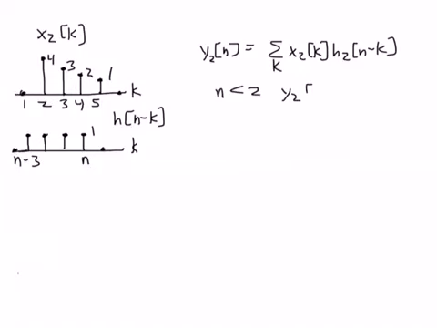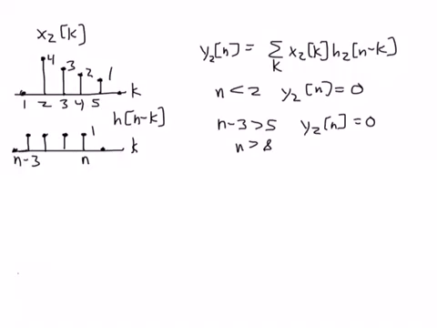So for n less than 2, y2 of n is going to be equal to 0. Because again, I'm computing this summation. I multiply the two signals together and then I add up all the values. I can also see that once I've shifted way far over here, and if I shift so far that this point goes beyond 5, then I also am multiplying zeros together, and so I can say for n minus 3 greater than 5, y2 of n also has to be equal to 0. So that's n greater than 8.